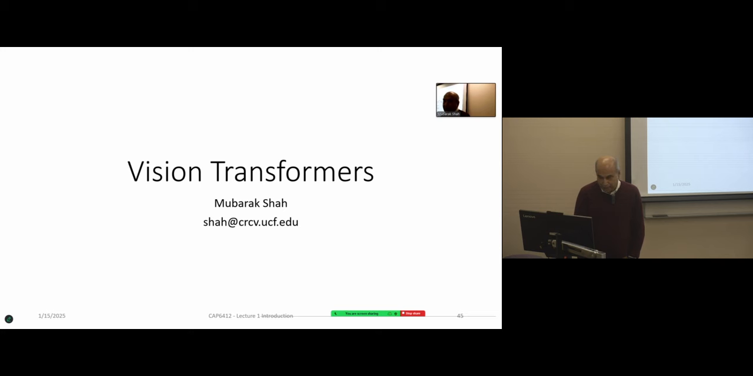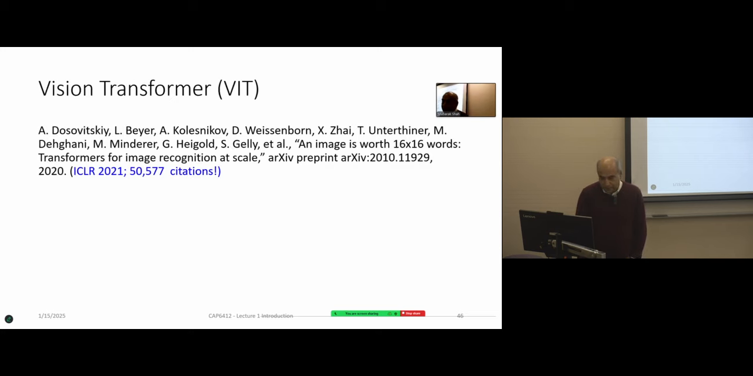Talk about that in vision, the vision transformer is very important. So you really need to understand it fully. It's also called ViT. This was the first paper in 2021, and it already has 50,000 citations in about 4 years.